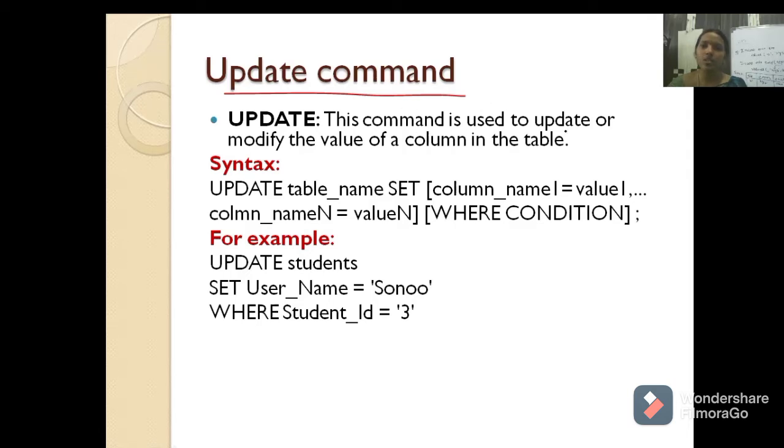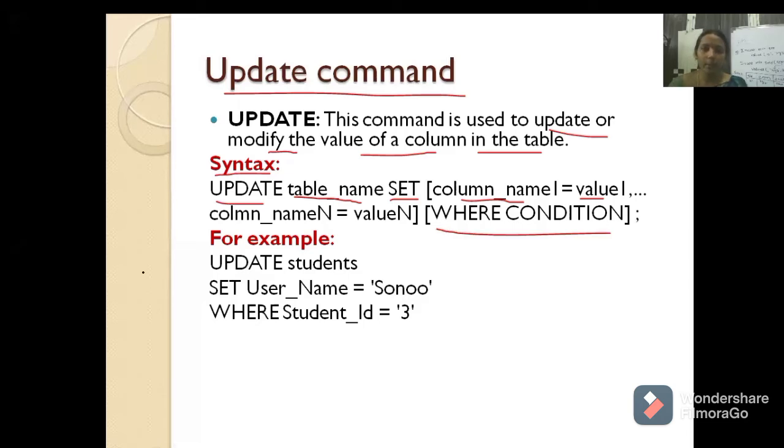So the update command is used to update or modify the value of a column in the table, right? Now here we see the syntax. Update is a keyword. You have to specify the table name. Next, set is a keyword. Then, after set, column name equals value, for the column you want to modify. However many columns you want to modify, that many column names equals some values you have to write. If you need any condition, we are going to implement the where condition also, right?